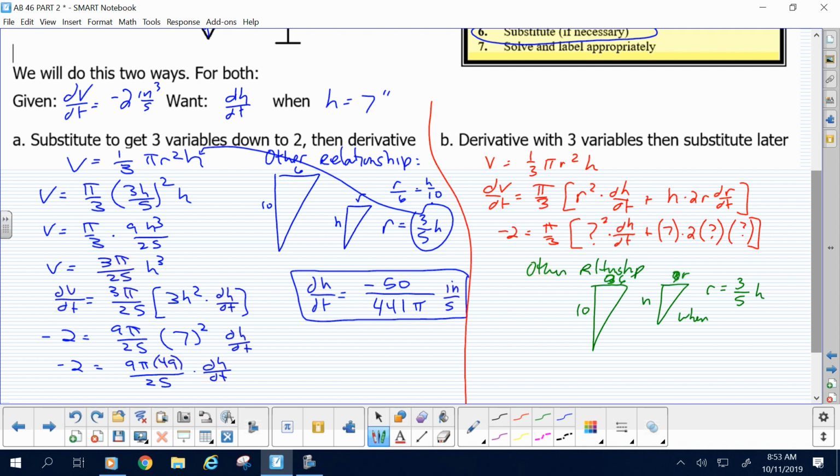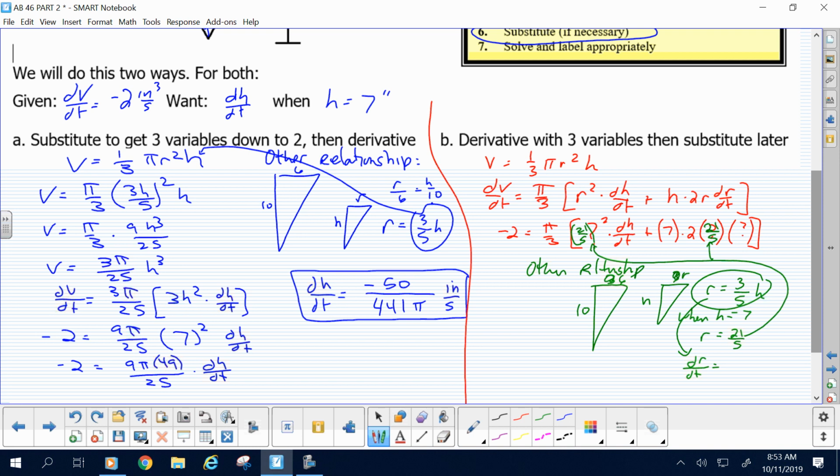Now, if I have that fact, then can I find r at the instant? When h is 7, what's r? 21/5, right? So I could put that in there and I'd say, okay, r is 21/5, and that also goes here, 21/5. So at least now I've got that. You with me? Unfortunately, I still don't know dr/dt. What's dr/dt? Now that I have an r-h relationship, what's dr/dt?